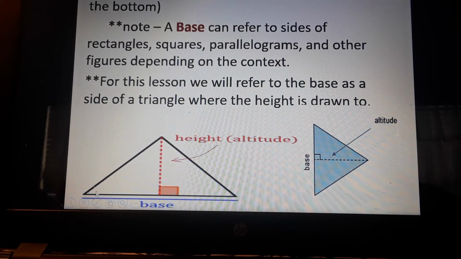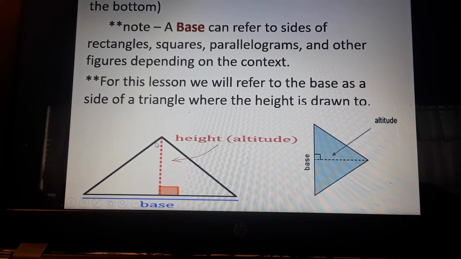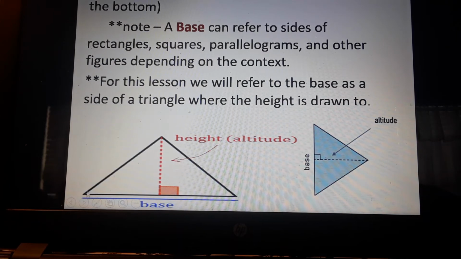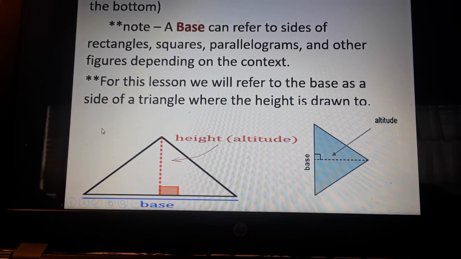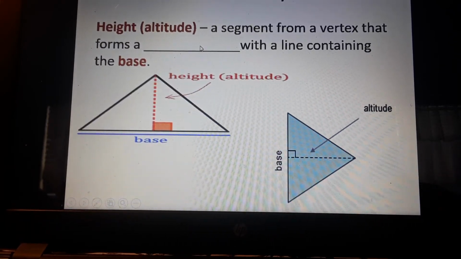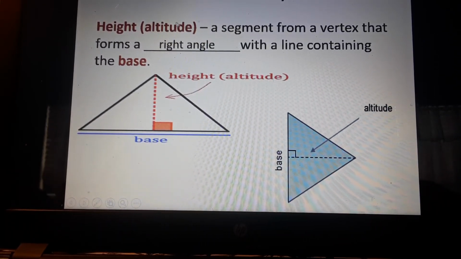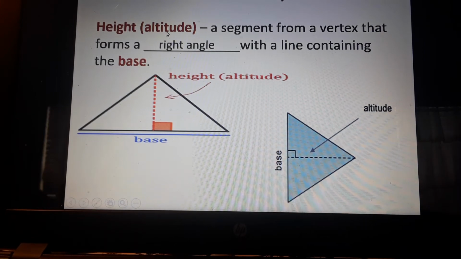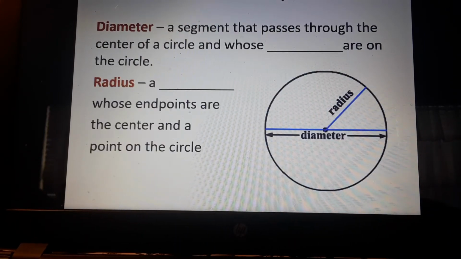So if it forms a right angle, most of the time we like to put them on the bottom. We think the base is the bottom, and in most applications when you're building something, the base is the bottom. All right. So the height is also called an altitude. It always forms a right angle with the base. That's the main thing there.